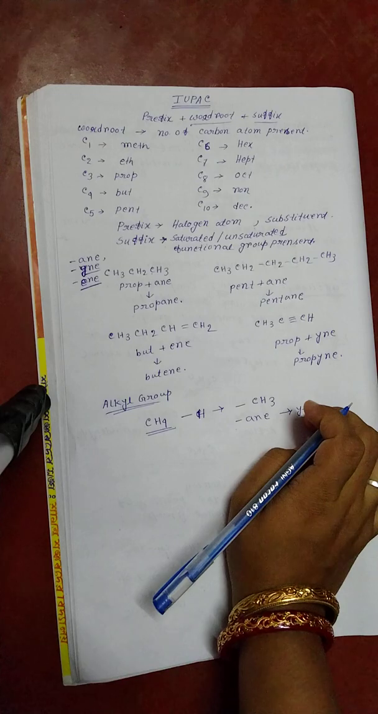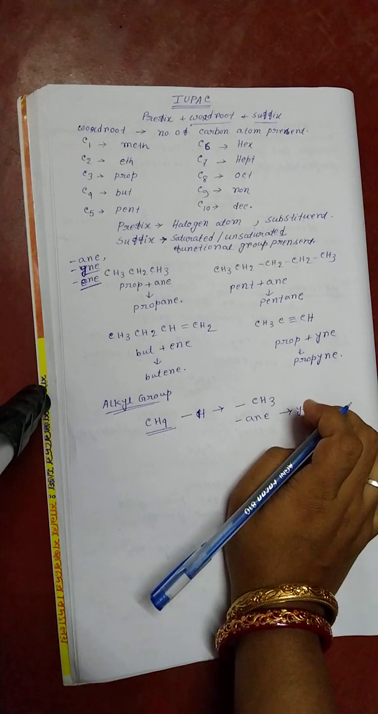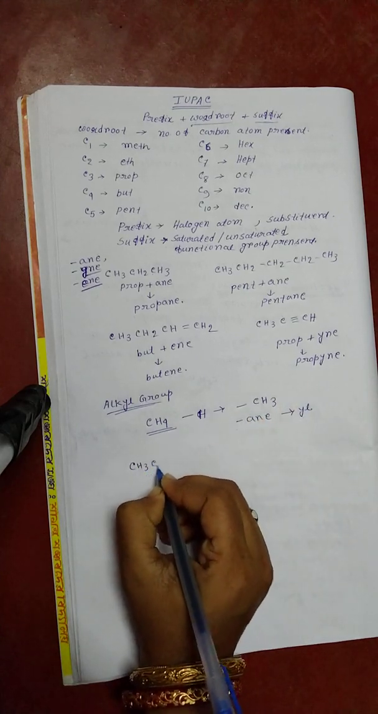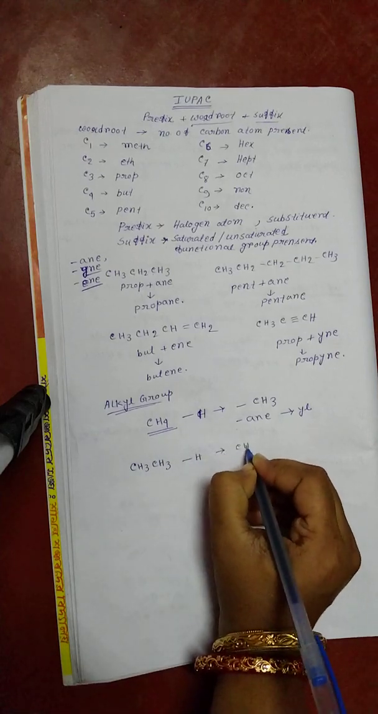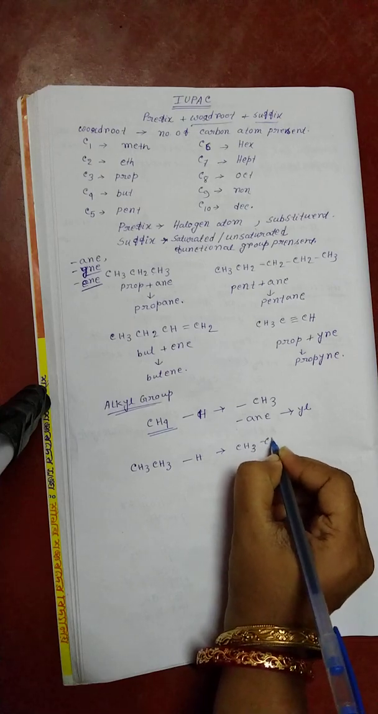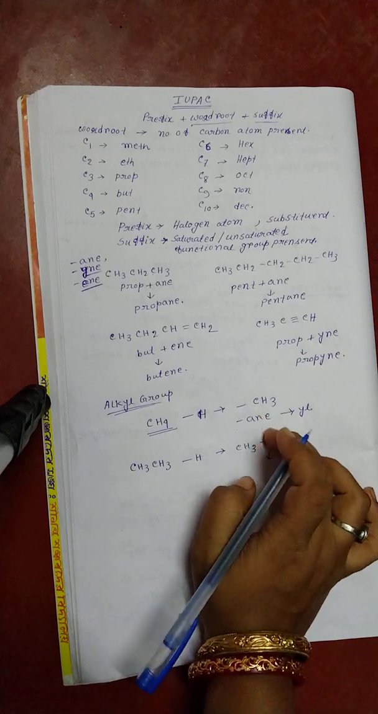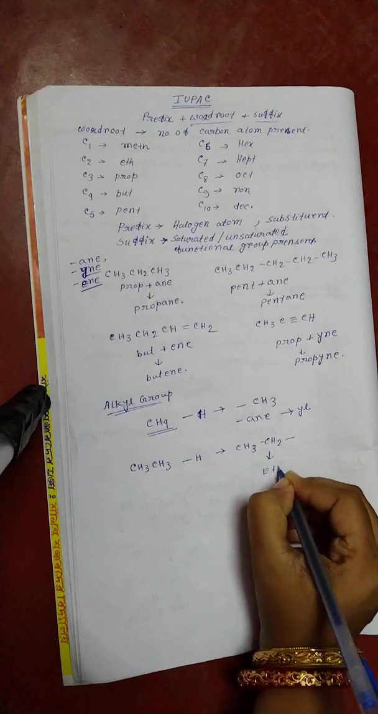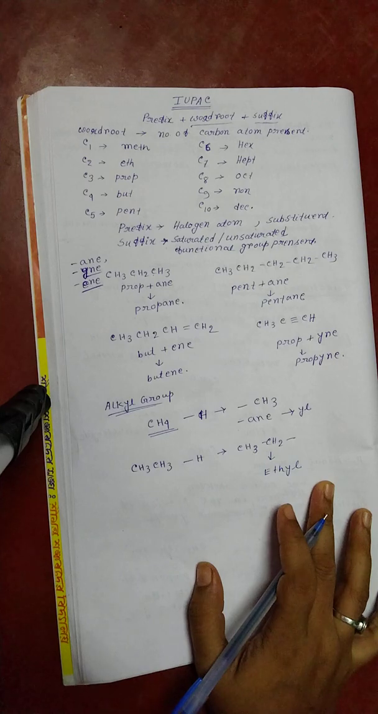This alkyl group is formed by the removal of one hydrogen atom from an alkane molecule. Suppose this is CH3 CH3, that is ethane. If you remove one hydrogen, it forms CH3 CH2, and the name is, ANE replaced by YL, so this is known as ethyl. Okay, this is an alkyl group. These alkyl groups are used as substituents.